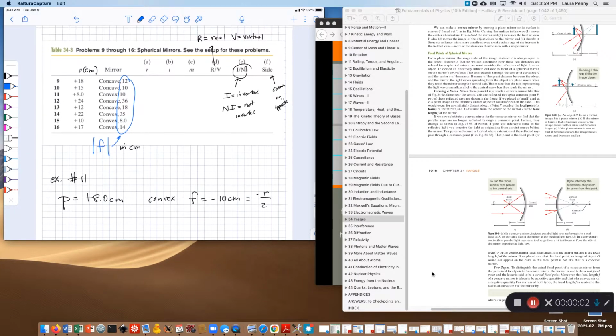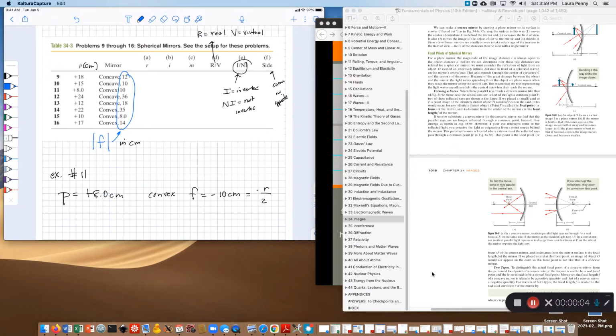All right, let's look at some real problems here. I can't remember exactly which ones I assigned from this table in the textbook, but we can do a representative sample. It's basically just giving us a whole bunch of different possibilities, but I'm going to do this setup for number 11 here.